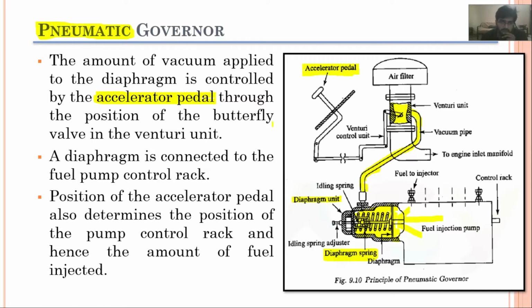into the combustion chamber. So the accelerator pedal is controlling the vacuum inside this diaphragm unit through the position of the butterfly valve in the venturi unit, because the butterfly valve in this venturi unit is just slightly open and is not good enough for the desired amount of fuel.